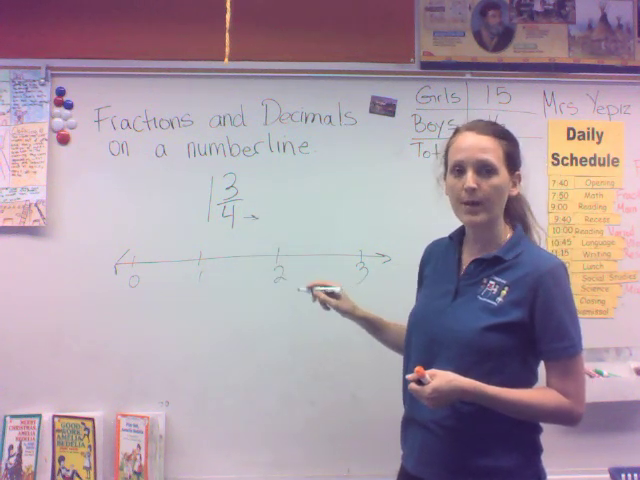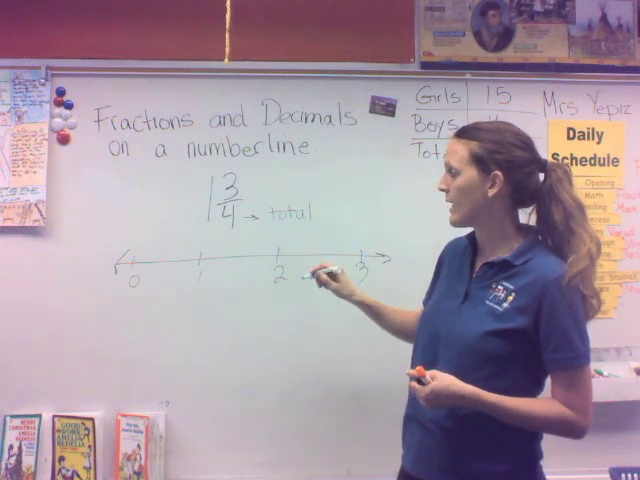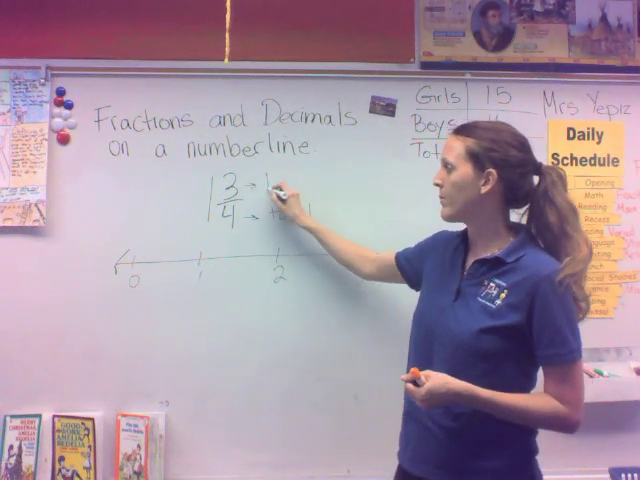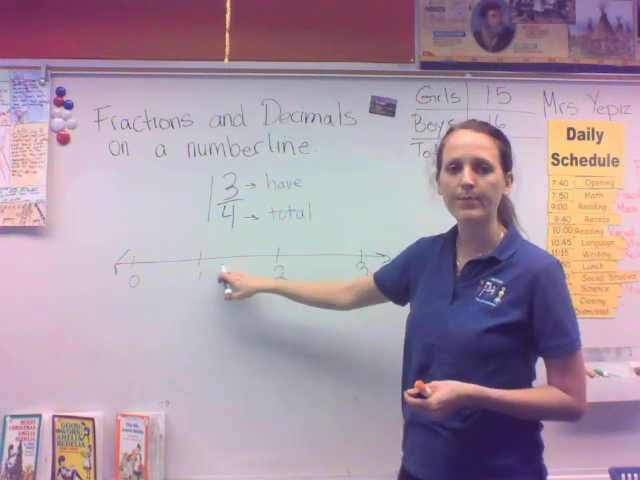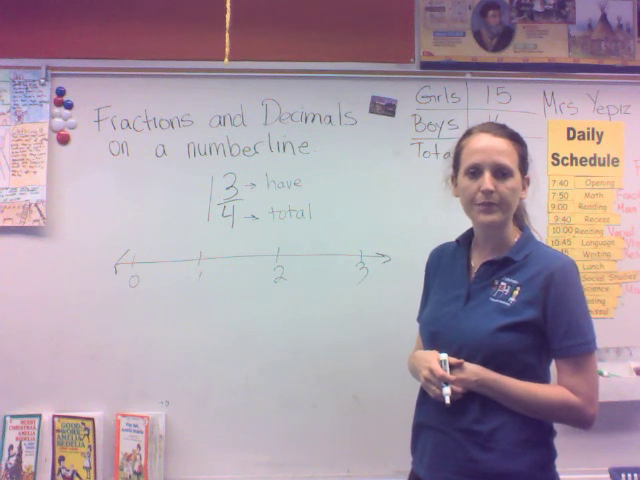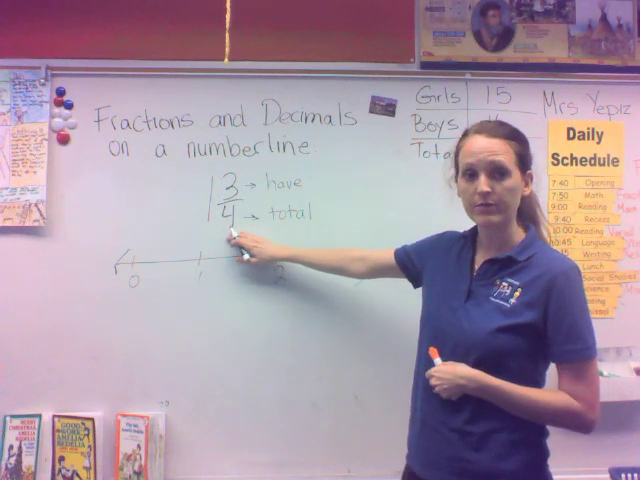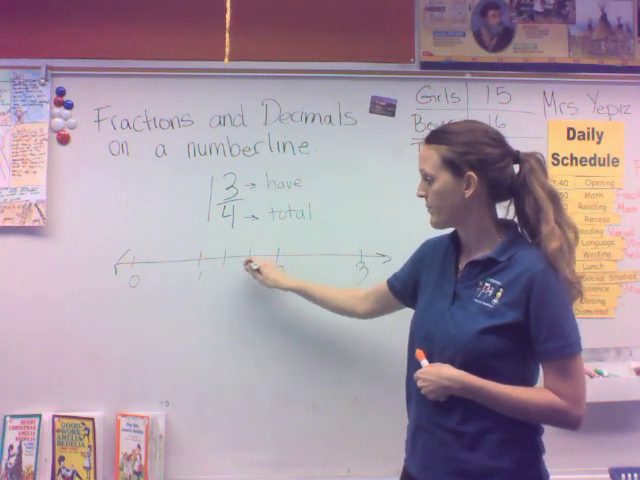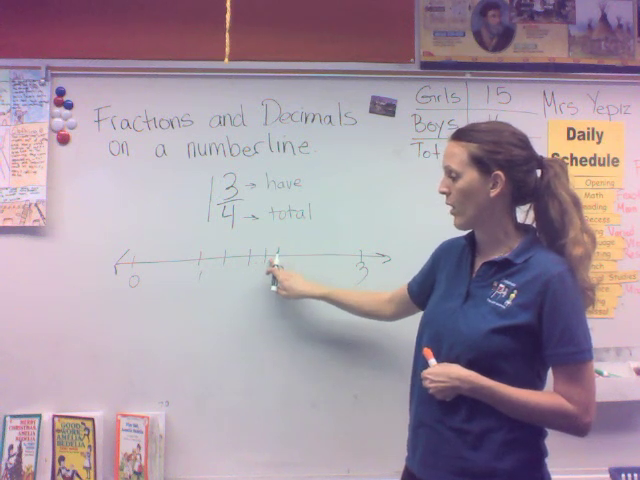Remember, our bottom number tells you your total number of pieces that you need to break into, and your top number tells you what you have. So how many pieces do I want to break in between 1 and 2? Your denominator tells you. 4. 4 pieces. 1, 2, 3, 4.